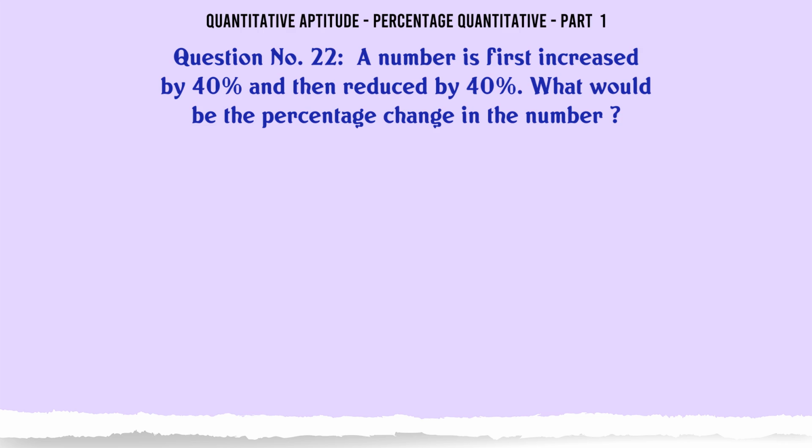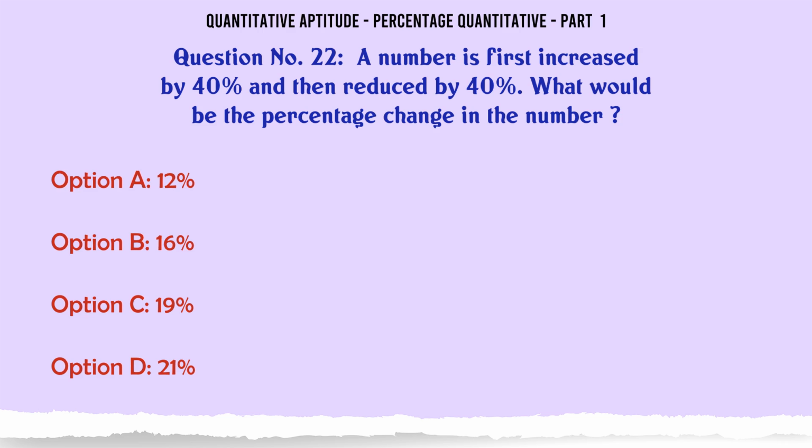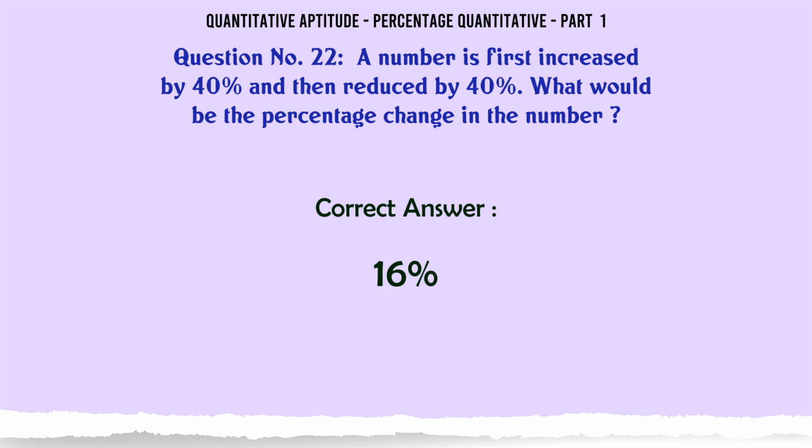A number is first increased by 40% and then reduced by 40%. What would be the percentage change in the number? A. 12%, B. 16%, C. 19%, D. 21%. The correct answer is 16%.